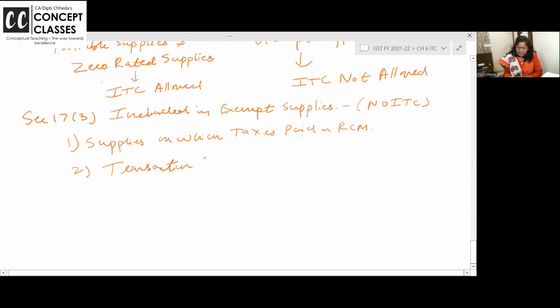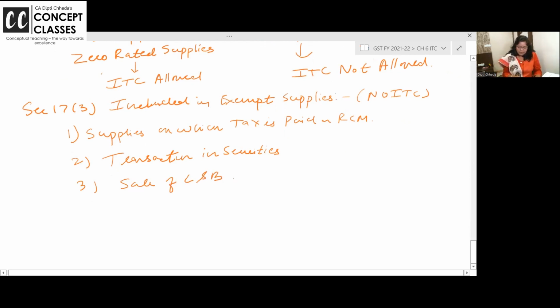Transactions in share market, transaction in securities, shares, debentures and all. And third one is sale of land and building. तो वैसे भी exempt है ना, it's unmovable property.